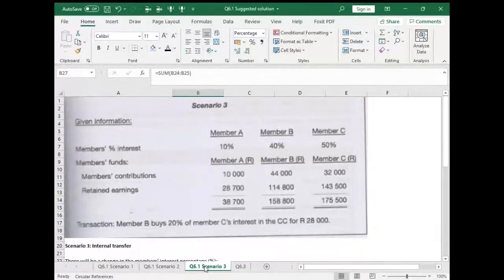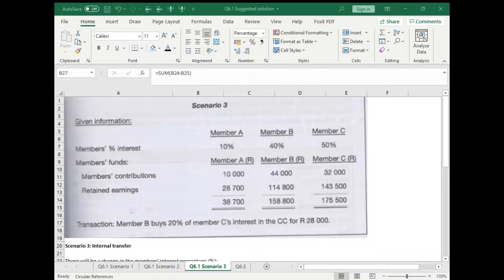You have to go by the rand amount. No, the percentage. How many members' interest percentage did they acquire? Yes, of course, Ivan, that's correct. So it's 10%. If I take 20% of the 50%, so you take 20%, multiply with 50, they've only acquired 10% of the entire CC's interest and not a full 20. So that is where you have to read very carefully.